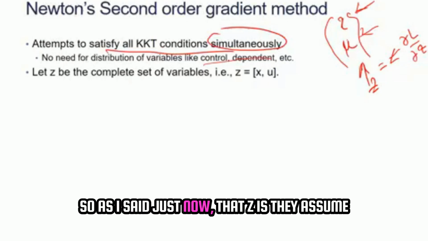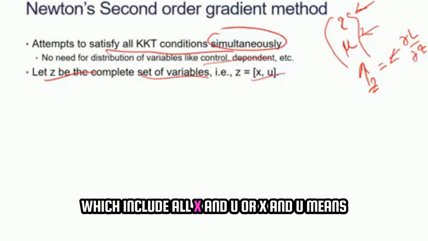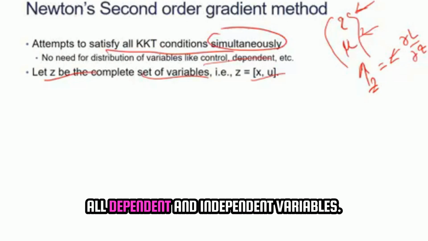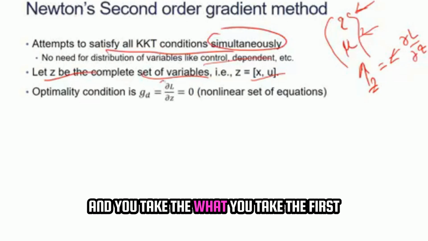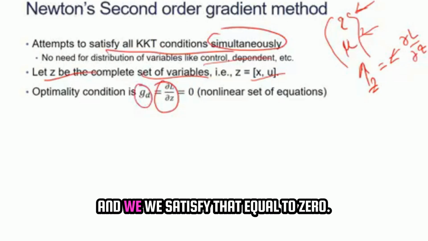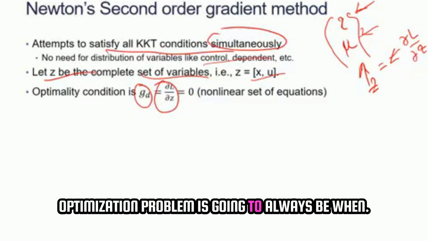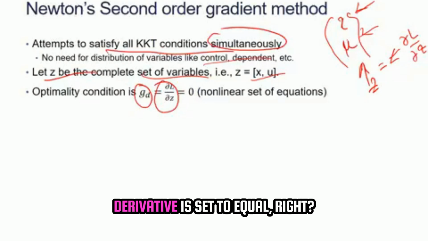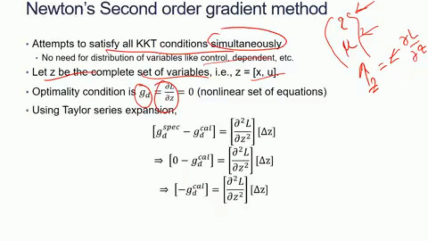As I said just now, z is a complete set of variables which includes all x and u, all dependent and independent variables, and you take the first order derivative, which we call gd, and we set that equal to 0. The optimal solution of any optimization problem is always when the first order derivative is set equal to 0, right? So this optimality condition is gd equal to 0.